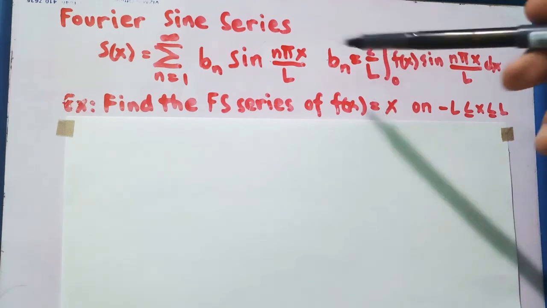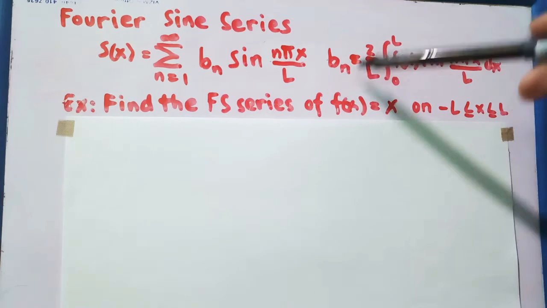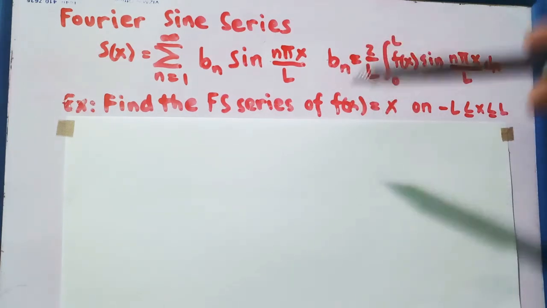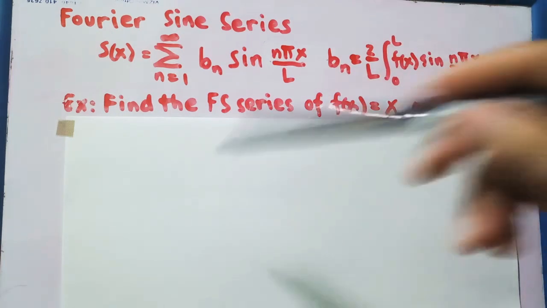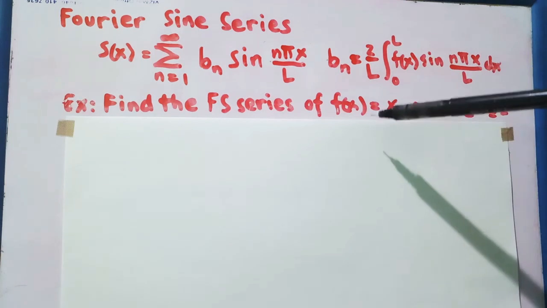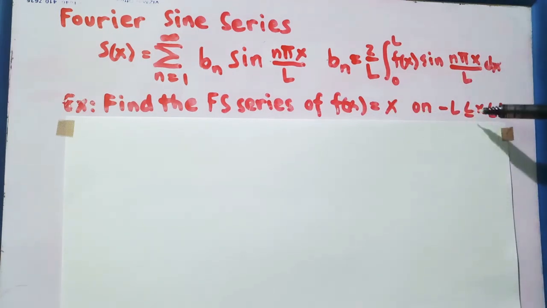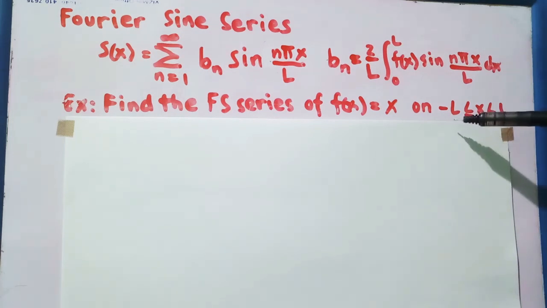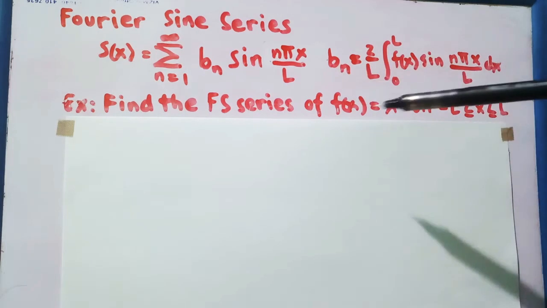So in other words, if we have this general formula, we will first solve for b sub n, the sine coefficient, so that we can find the Fourier sine series of a function. So we have our example. Find the Fourier sine series of f of x equals x on x greater than or equal to negative L and less than or equal to positive L. So we will solve first for our sine coefficient.